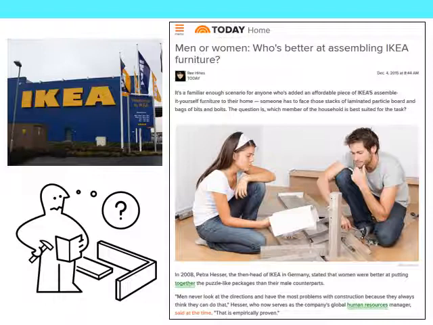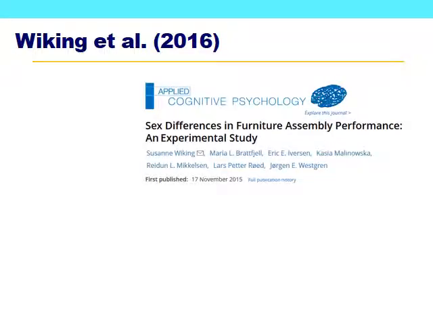If you look at the quote at the bottom of the screen, it says men never look at the directions and have the most problems with construction because they always think they can do it. And she goes on to say that it is empirically proven that men are not as good as women at assembling furniture from IKEA. A team of researchers around that same time wanted to test this hypothesis to see if it was true. Are men really worse than women at assembling IKEA furniture?